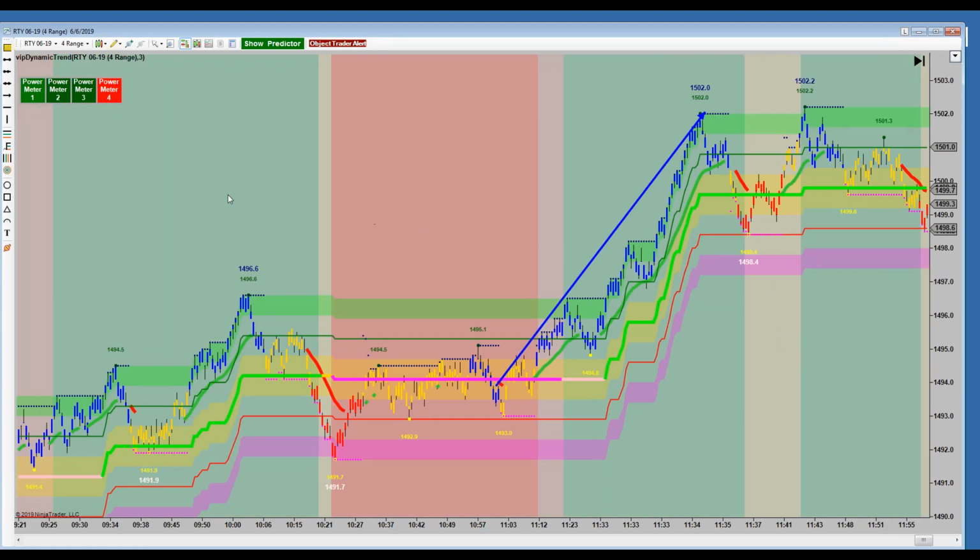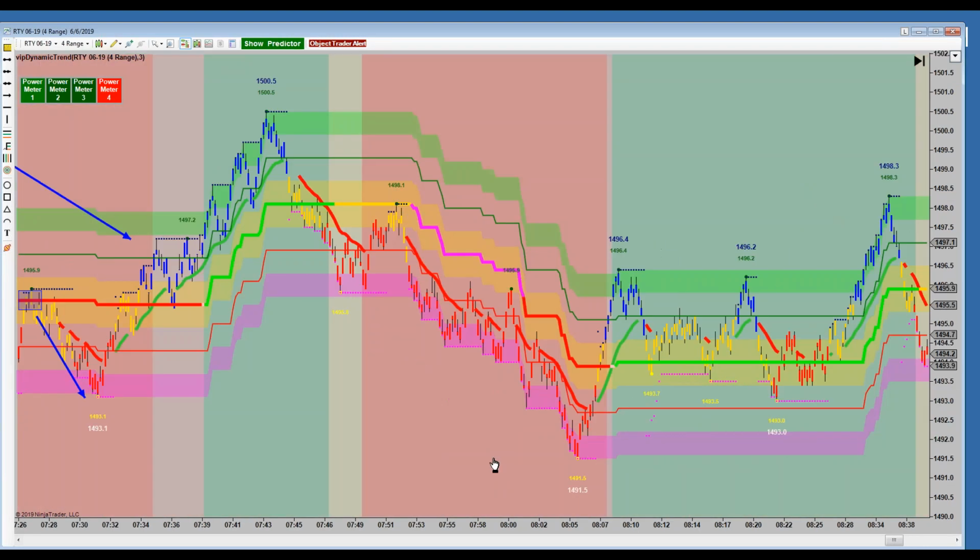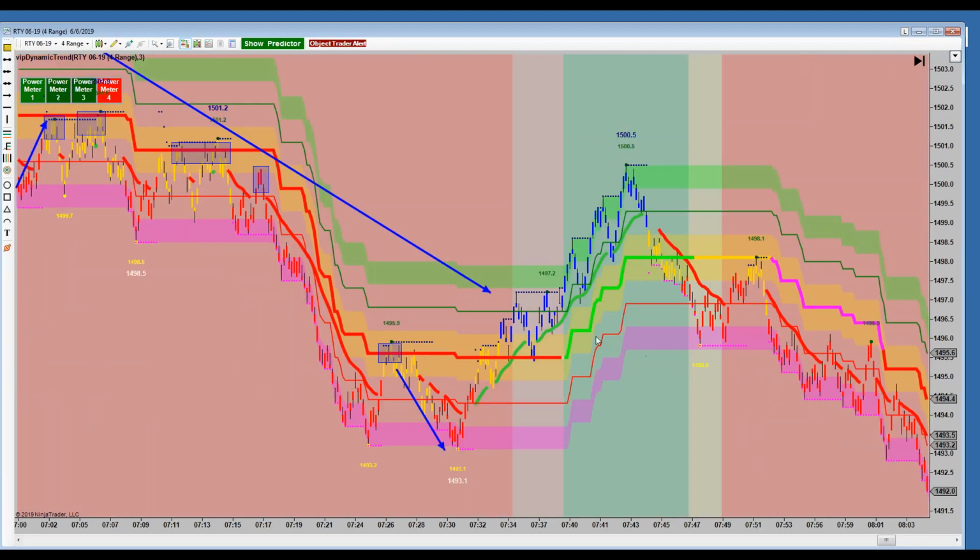So I guess was there other moves that happened after the first 15 minutes of trading? Yeah, a lot of them.